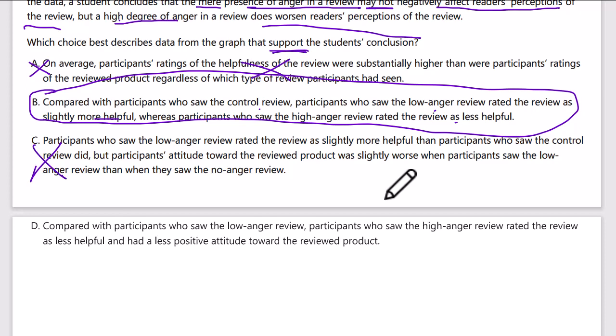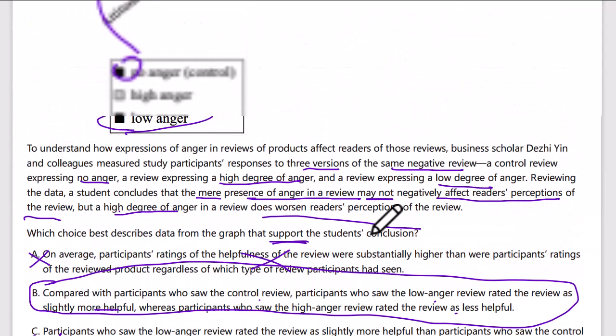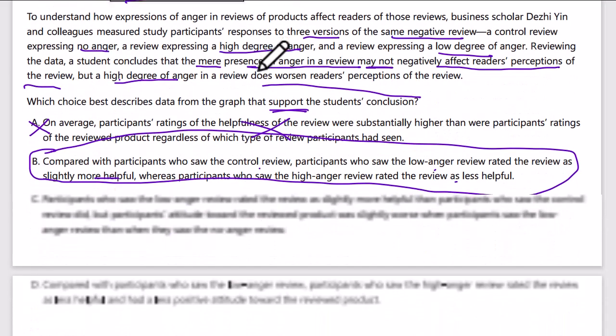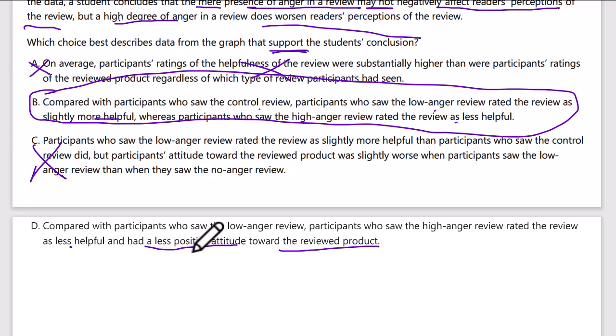D, compared with participants who saw the low anger review, participants who saw the high anger review rated the review as less helpful. Okay, that's true, yeah, and had a less positive attitude toward the reviewed product. They had a less positive attitude for the low anger case. No, they had a more positive attitude. They had a less positive attitude toward the reviewed product. So compared with participants who saw the low anger review, the high anger participants rated the review as less helpful and had a less positive attitude toward the reviewed product.